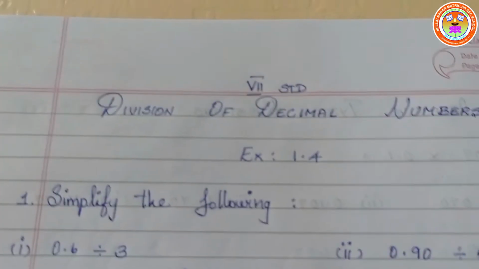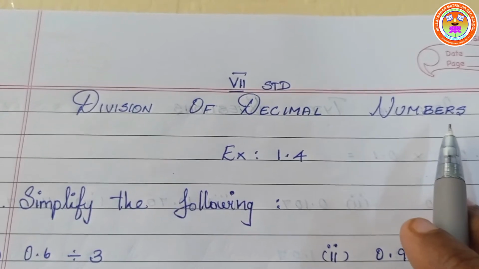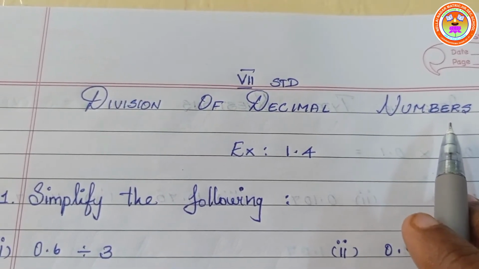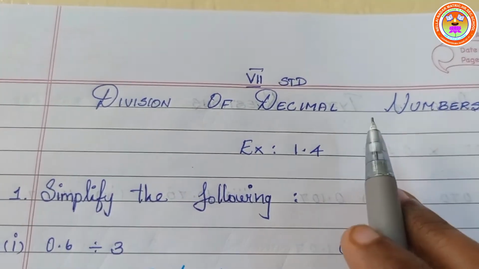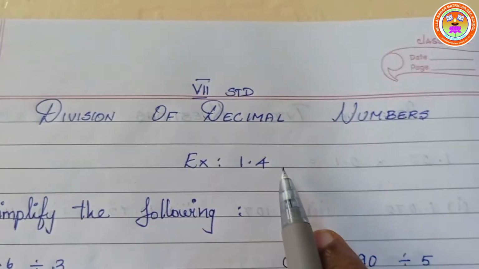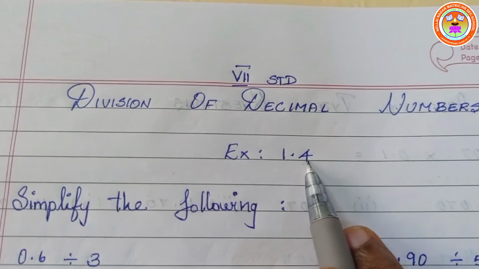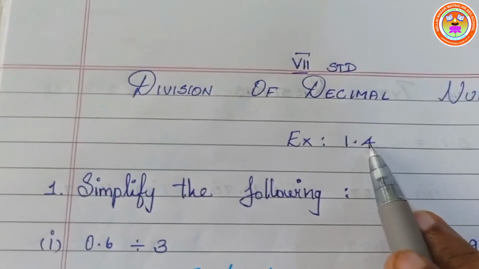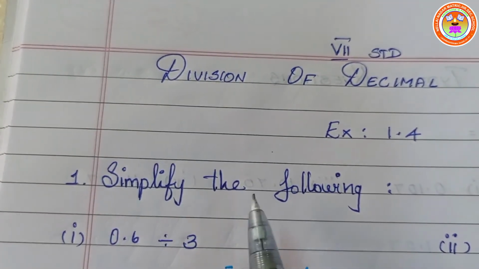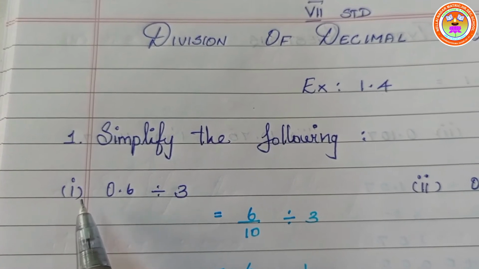So in today's class we are going to learn division of decimal numbers. Okay, so in the last class we completed addition and subtraction of decimal numbers, and we also completed multiplication of decimal numbers. So here we are going to start with exercise 1.4. Shall we begin, children? So under exercise 1.4, the first sum is simplify the following. Under that, let us go to the first subdivision.